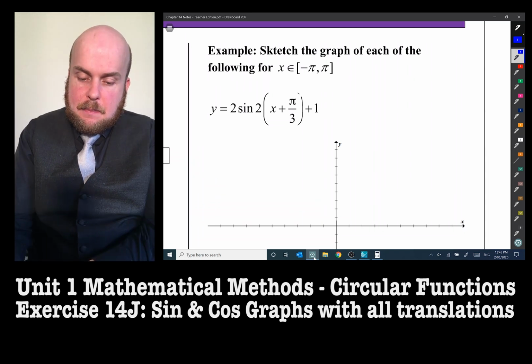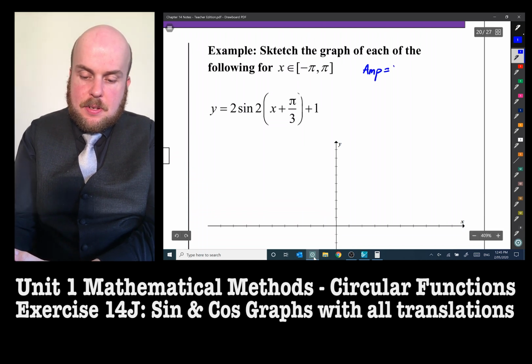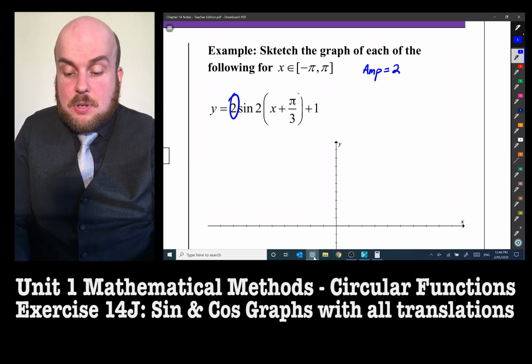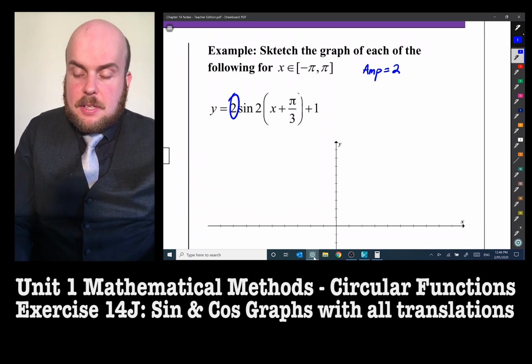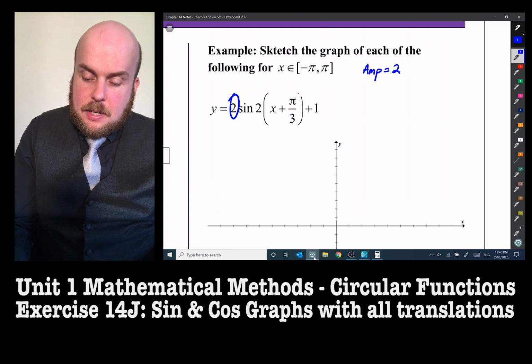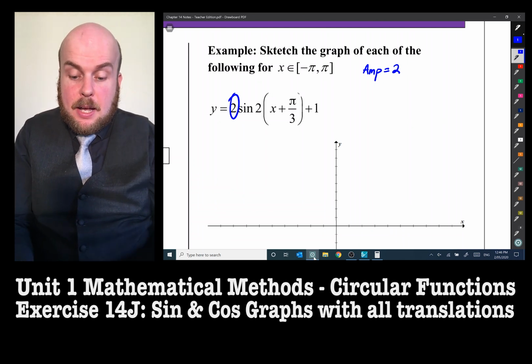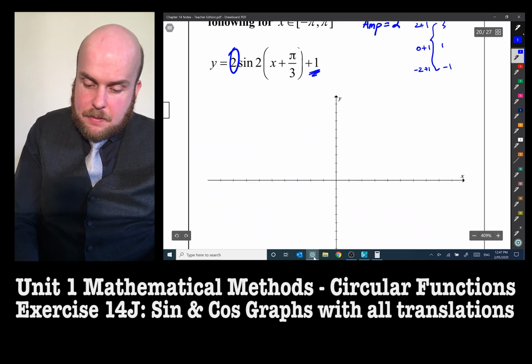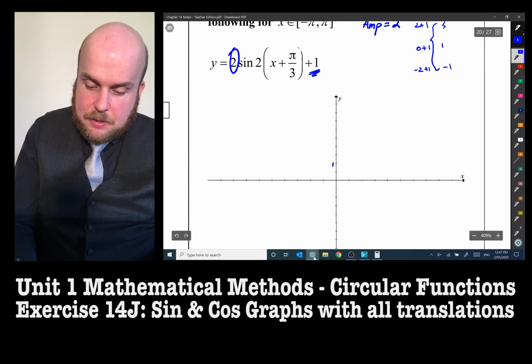I'll start with the amplitude. So the amplitude here is 2, so that's this 2 here. Starting with the fact that there's an amplitude of 2 there, it's going to oscillate between these points. So everything's moved up by 1. So when we're sketching it, I would highly recommend plotting these out first. So 1, 2, 3, and it's going to be negative 1, negative 2, negative 3.